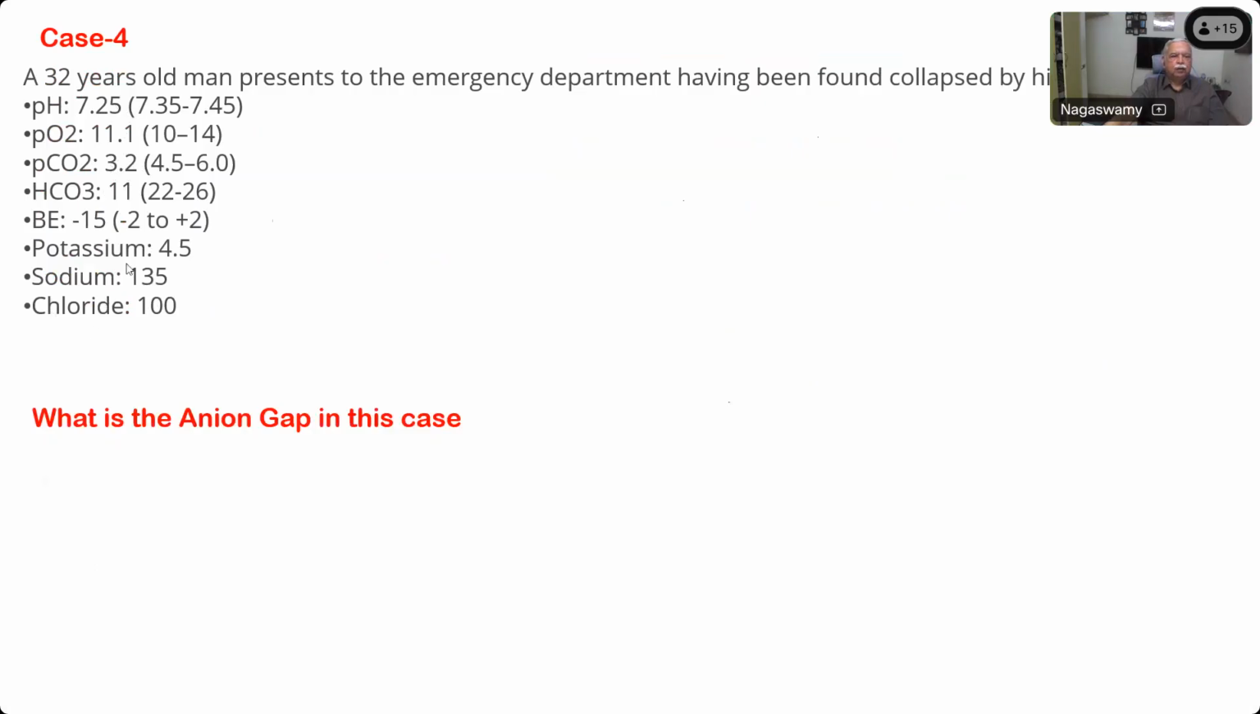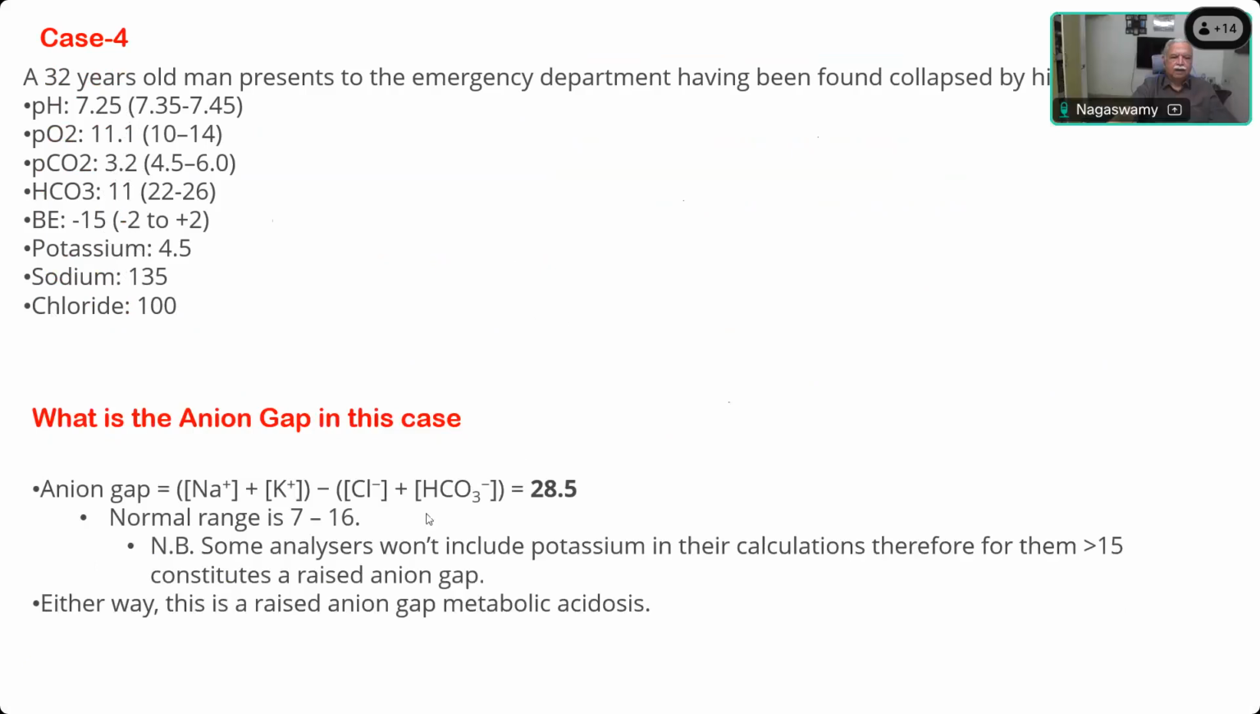Will you take both sodium and potassium for the calculation, or only sodium, bicarb and chloride? Some authors take both sodium and potassium, along with chloride and bicarb, so that gives an anion gap of about 8.5. The normal range is 7 to 16, but 12 is the ideal one. Either way, there is a raised anion gap metabolic acidosis.